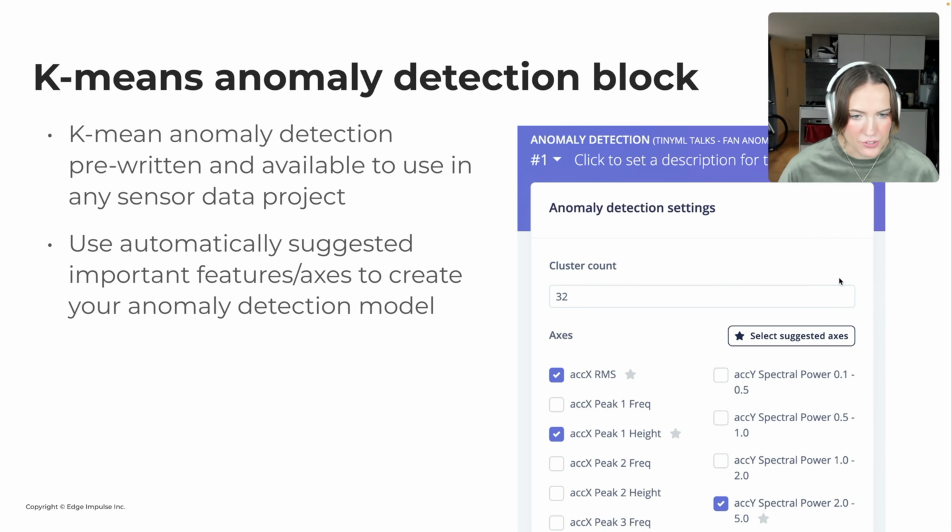So you'll see here in the screenshot on the right, the features that have been automatically suggested to us as most important from the Feature Importance tool have been starred in gray. And you can select these suggested axes all in one click within the Edge Impulse tool.